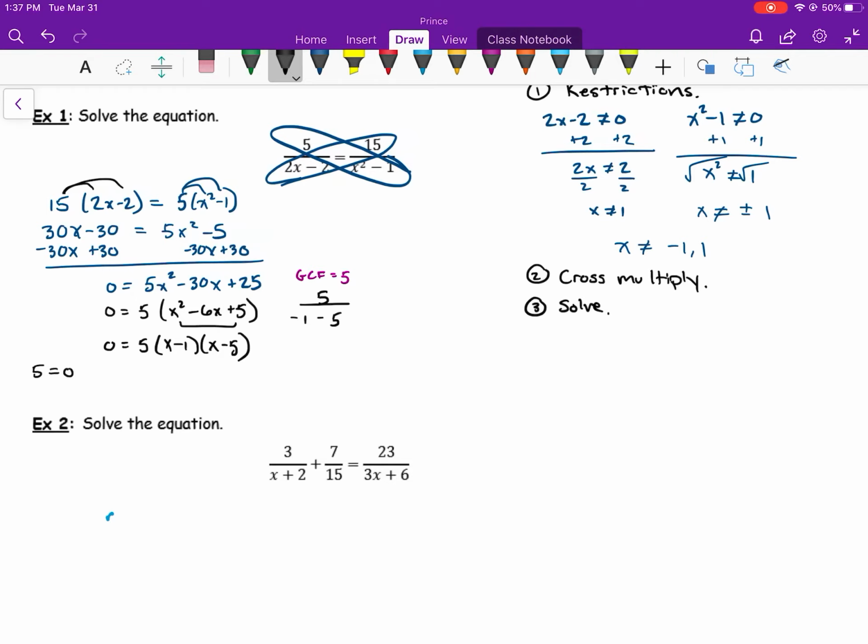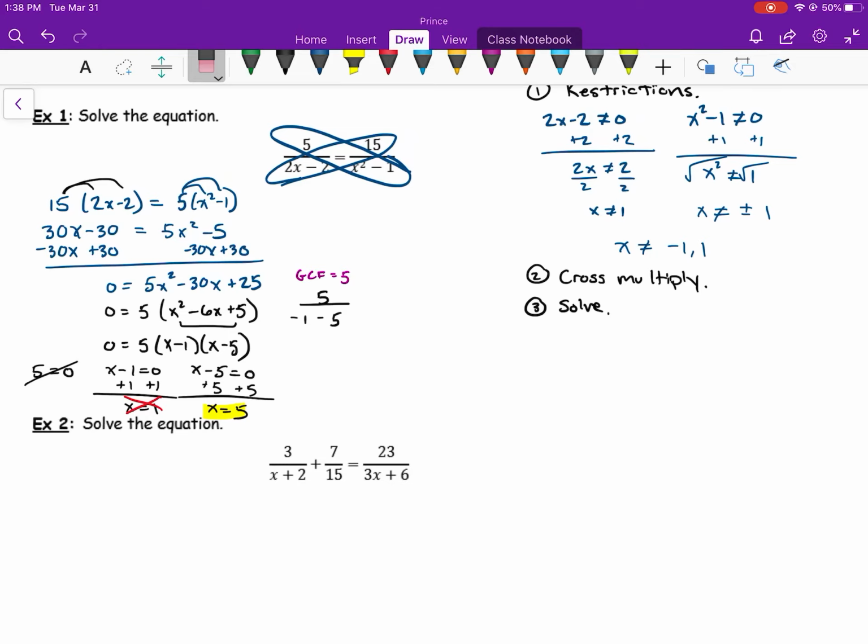Set all your factors equal to 0. So 5 equals 0, x minus 1 equals 0, x minus 5 equals 0. And then solve these out. That doesn't work, that's not true. Add 1, x equals 1, add 5, x equals 5. Go back to our restrictions real fast and we can see that x can't equal 1. So we will remove that from our answer choice. So all we have left is x equals 5.